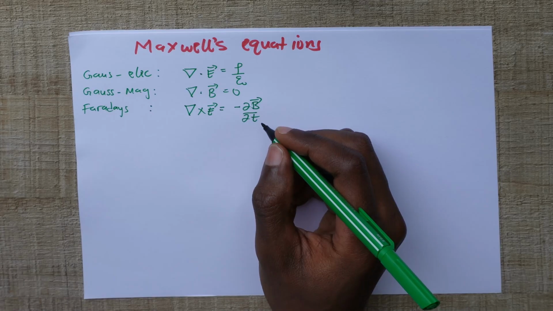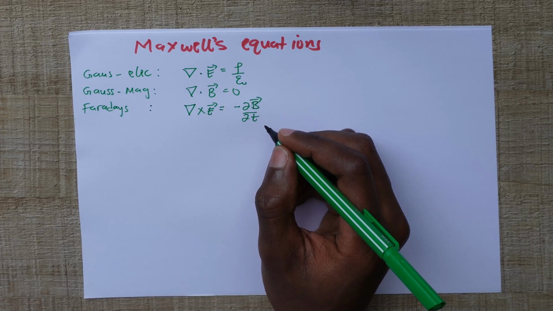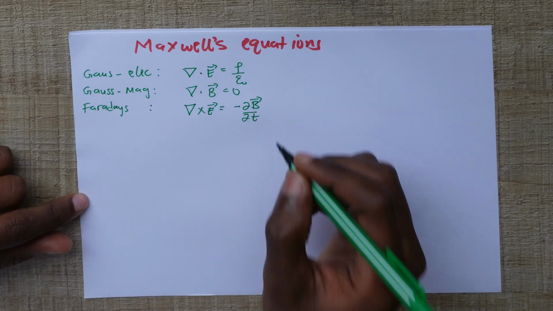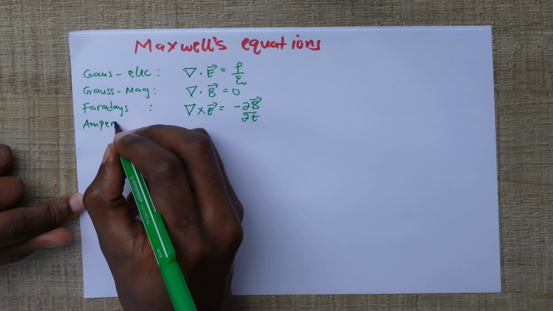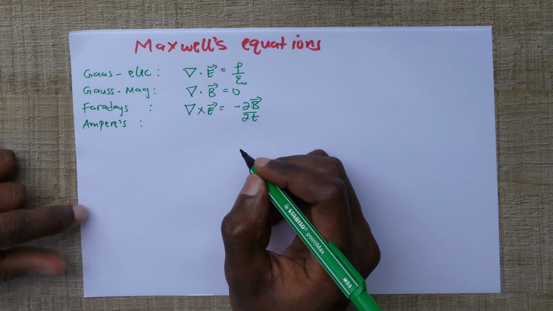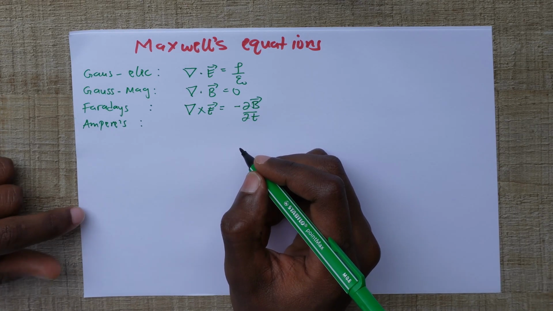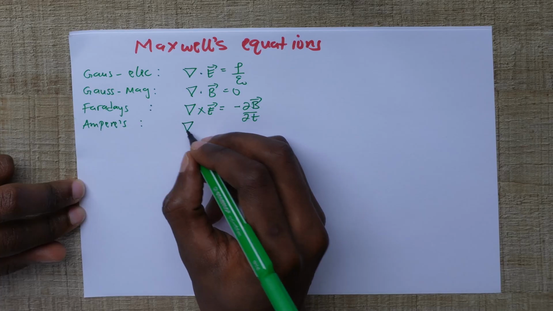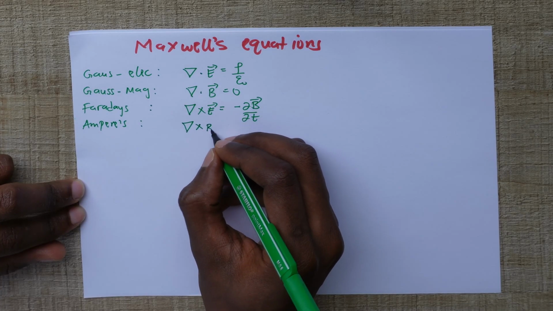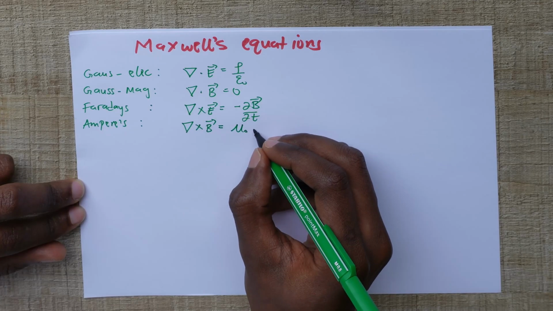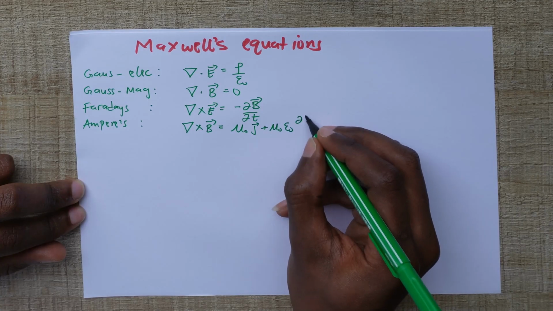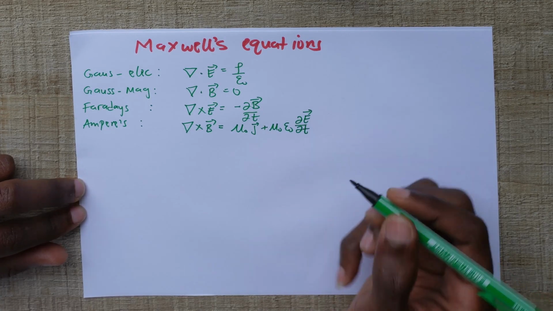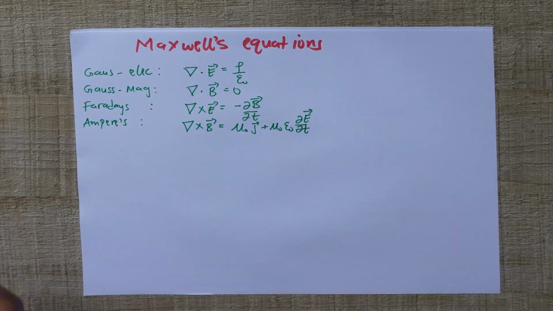In other words, if you have a changing magnetic field, you can get an electric field from that. And then the last one, you have Ampere's law, which in this case tells you that if you have a changing electric field, you also have a magnetic field that can be generated from that. So the curl of B is equal to mu 0 J, some current density, plus mu 0 epsilon 0 dE/dt. Okay, so here we have the four Maxwell's equations.